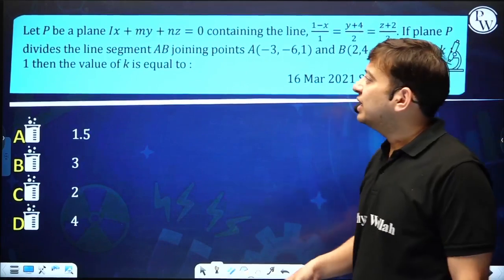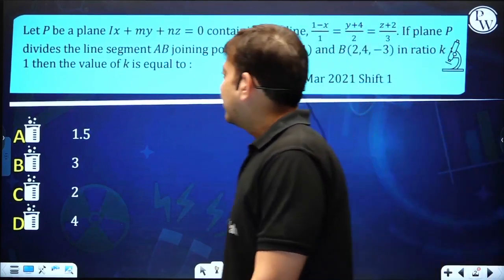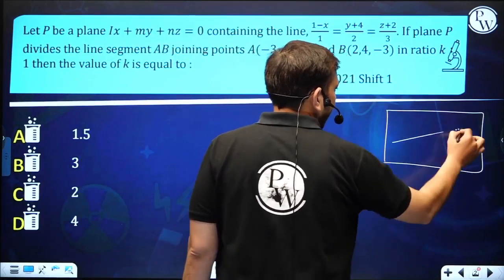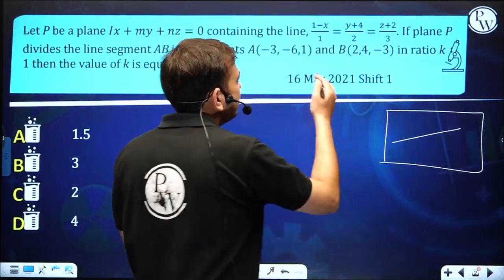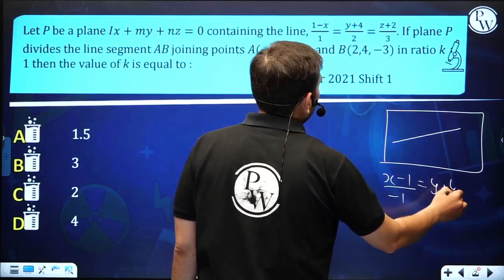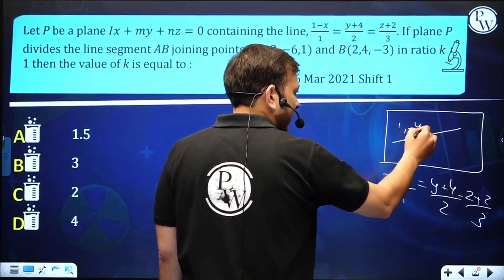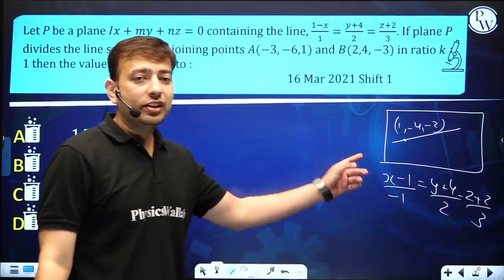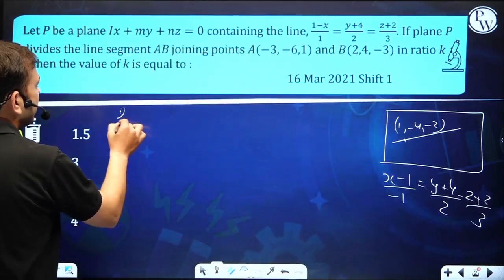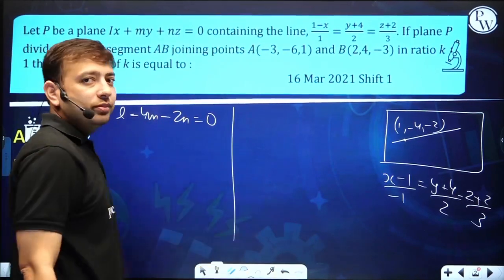Now in this question, let P be a plane lx + my + nz = 0 containing the line. That means this plane is containing this line, so the line is on the plane. If you see the standard form, taking minus common, (x − 1)/(−1) = (y + 4)/2 = (z + 2)/3. So the point (1, −4, −2) on the line will lie on the plane also, right? So this point will satisfy this equation. That will become l − 4m − 2n = 0, equation 1.